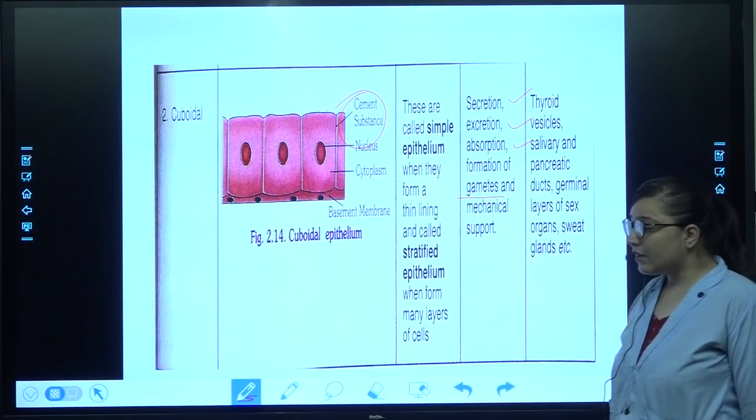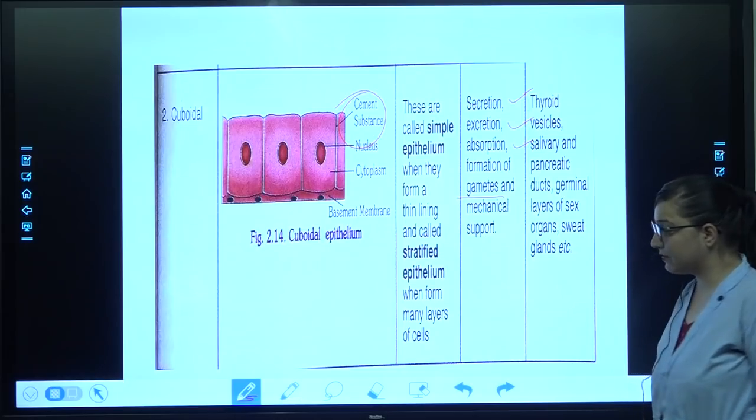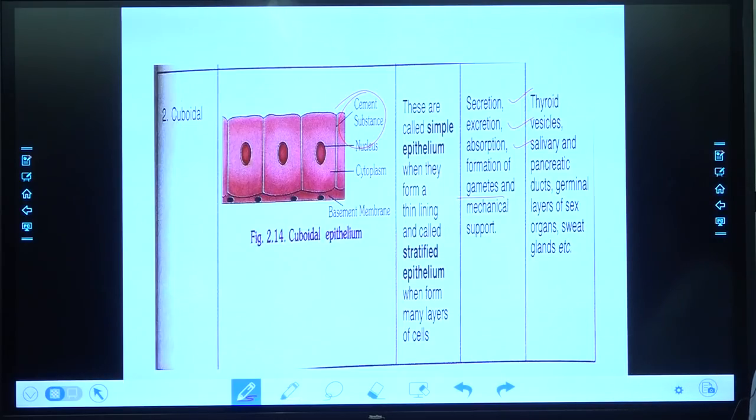Alright, so read the content once again. Just read it.